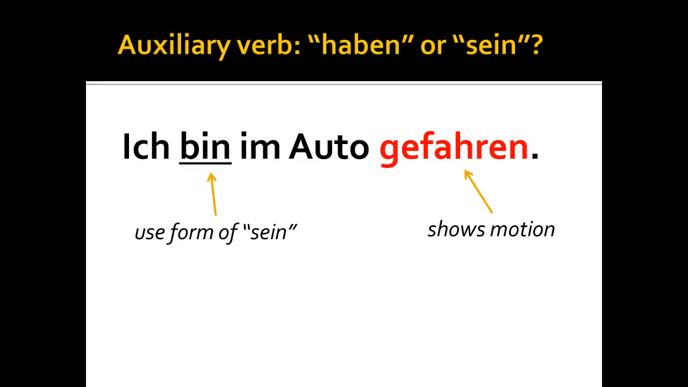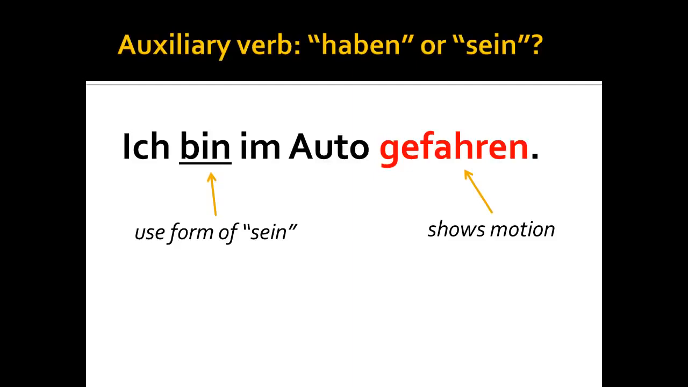Now, finally, the question of when do I use the auxiliary verb haben, and when do I use the auxiliary verb sein? A general rule of thumb is if your verb or the participle shows motion, in this instance on the screen, ich bin im Auto gefahren, I drove in a car. Motion is indicated. I'm moving from point A to point B in my car. So if the participle shows motion, I use some form of sein as the auxiliary verb.